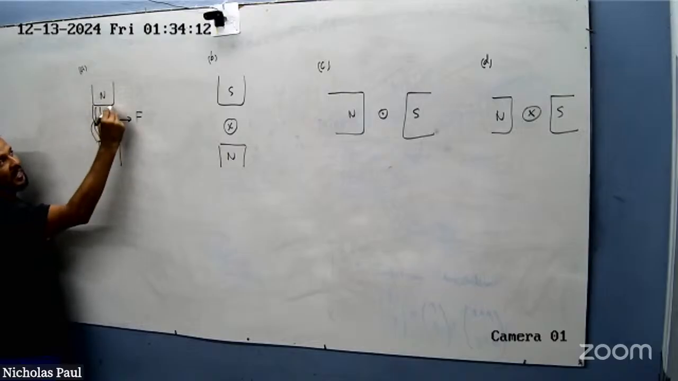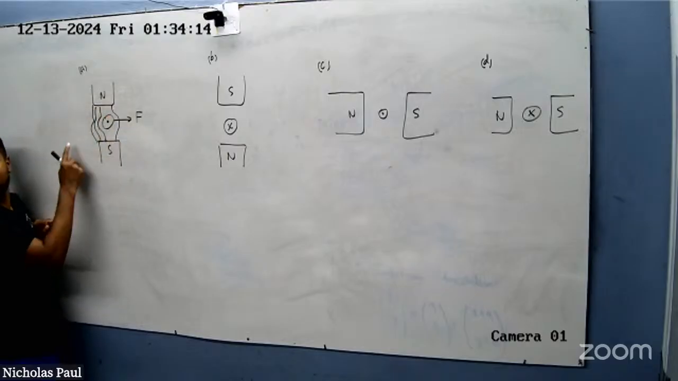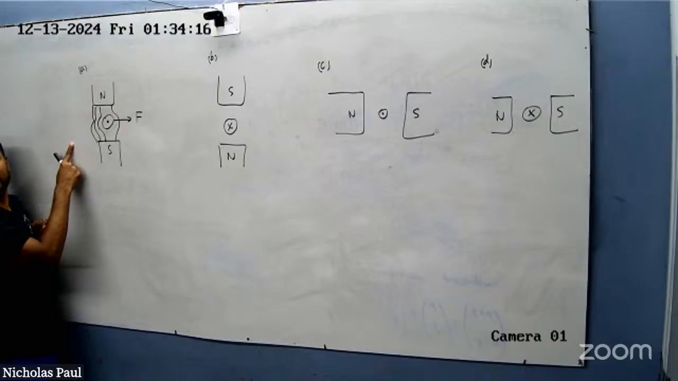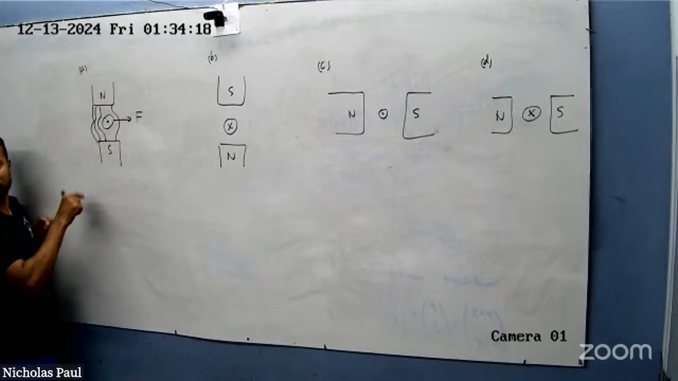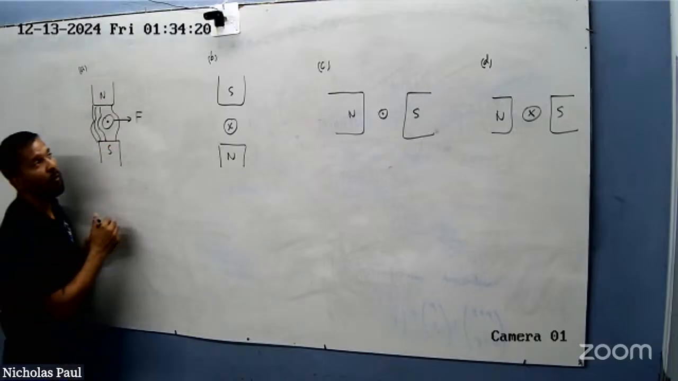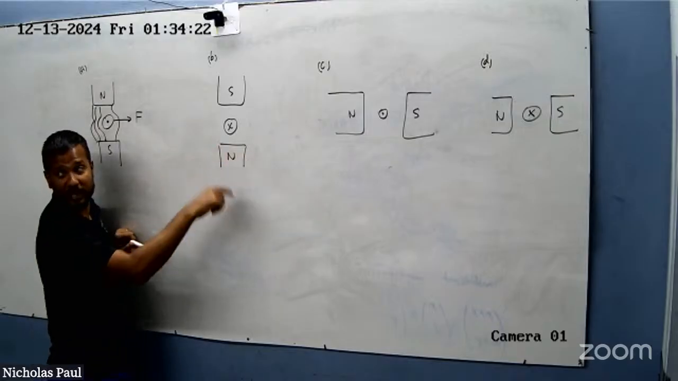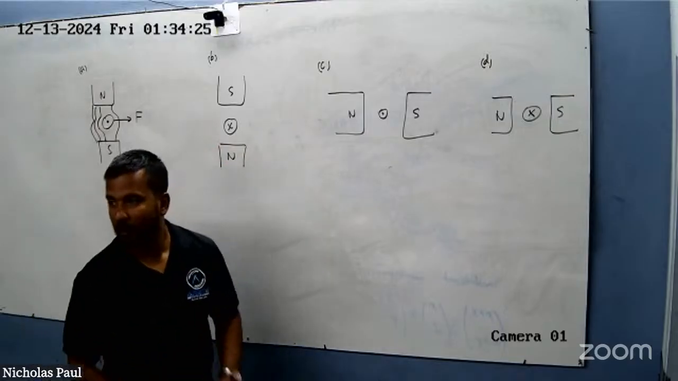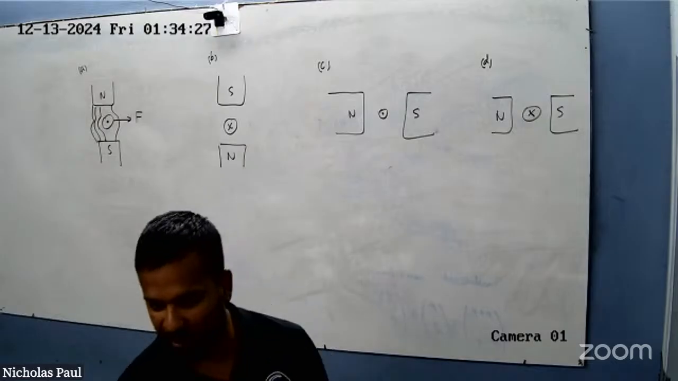And there's less field lines here. So if there are more field lines here, what will happen? Push it this way. All right? So what you have to do for me, do B, C, and D in the diagrams as well.